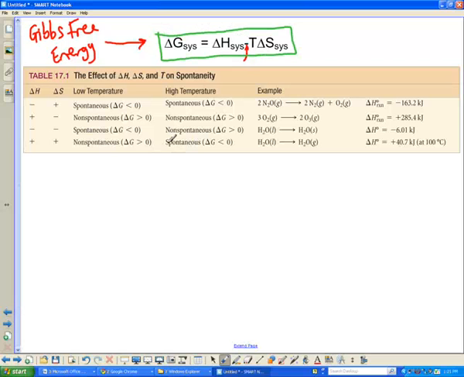All right. Now the one overall goal that we're looking for, and this does make predicting spontaneity a little bit easier, is the main thing you're looking for is, in order to have a spontaneous reaction, you need a negative Gibbs free energy change. It has to be negative. If it's positive, then that means a non-spontaneous process. All right. So negative means spontaneous. A positive Gibbs free energy change means the reaction is going to be non-spontaneous.